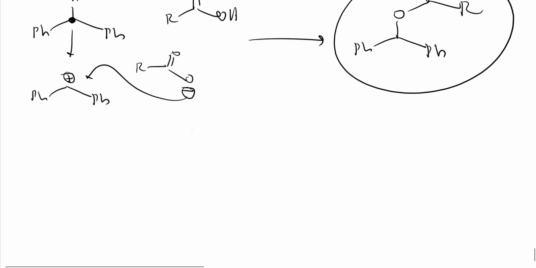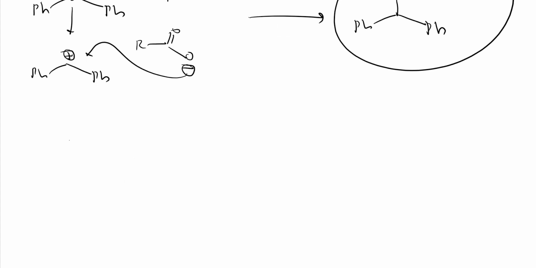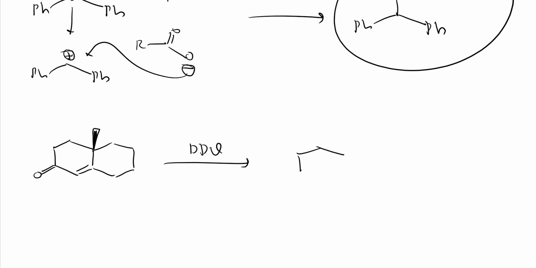So if I give this example, will you be able to do it? See here, I have a compound like this and here like this. So I add DDQ, and I'll get this product here. I'll give you the mechanism for this. I'll get this product.